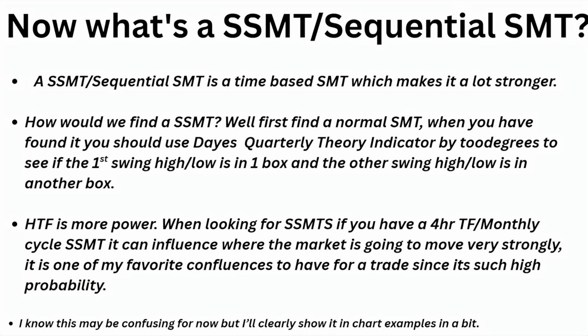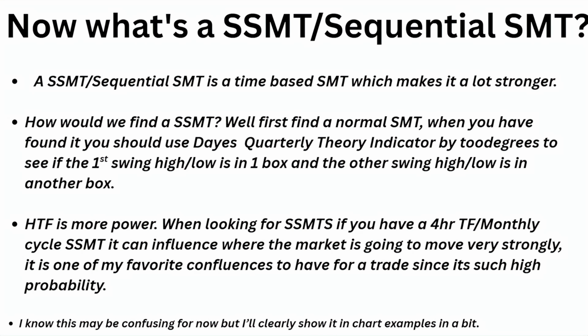Usually I don't even need some parts of my model if there's a 4-hour time frame SMT. But since it is such high probability, it has less probability to happen, but it has a high probability to execute the direction of the trade. I know this all may be confusing for now, but I'll clearly show it in chart examples when I'm done with this little slideshow.